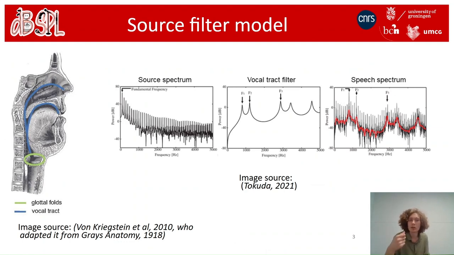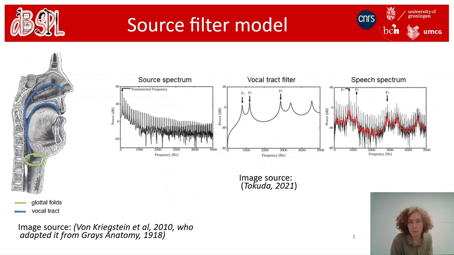So how is VTL represented in speech? On the left you can see the speech production system. You have the glottal folds together with the vocal cords that produce a source spectrum. You can see the nice harmonics. And then the vocal tract, indicated in blue, acts like a filter on top of the source spectrum with formant frequencies. These formant frequencies are influenced by, for example, the type of vowel that you are producing, so you're changing the shape of your vocal tract, but also by the length of your vocal tract.